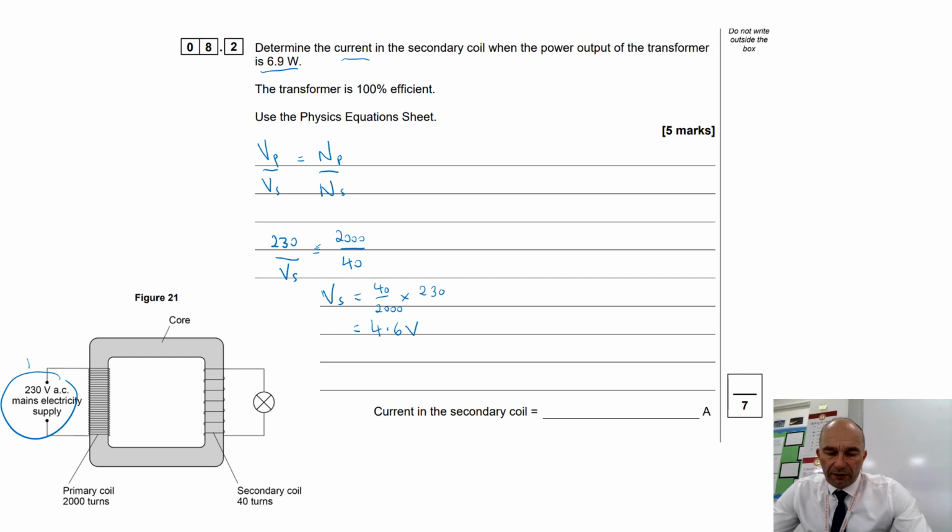That's not the final answer because that's giving us a potential difference. We need to work out the current. We've also got power though. So substitute the numbers into our power equation.